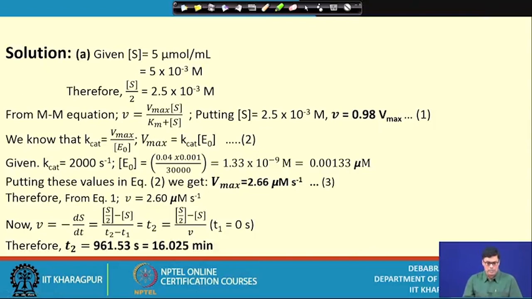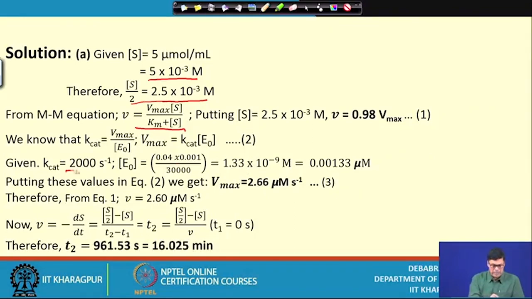I hope this solution is given and you can easily understand how it is solved. The initial problem is: what is the time required to degrade half of the penicillin. The initial penicillin concentration is this many micromoles. So S by 2 is this, and the velocity of reaction is this.